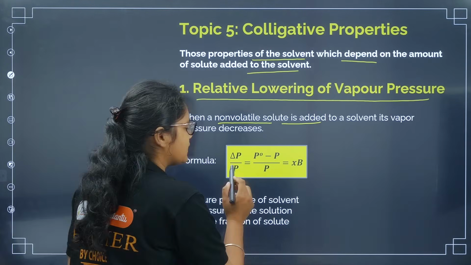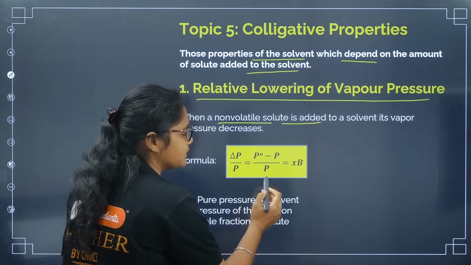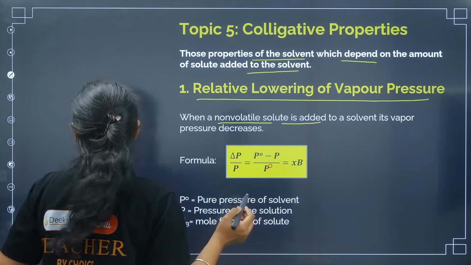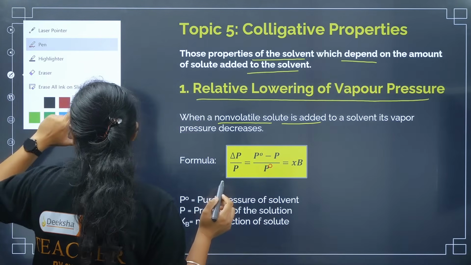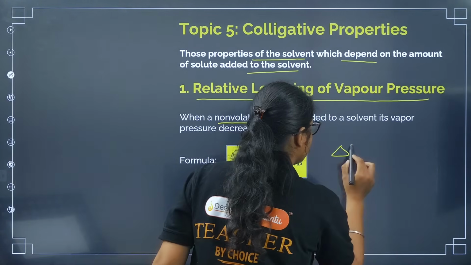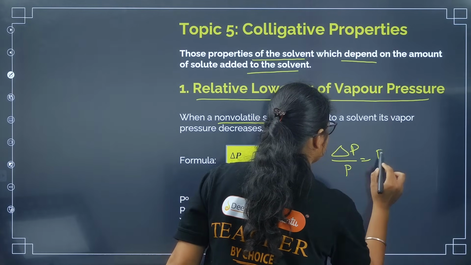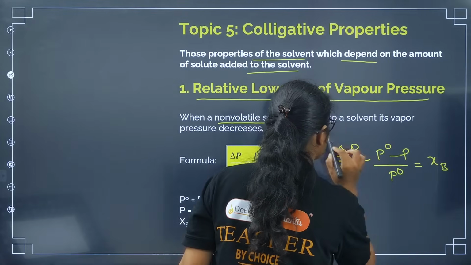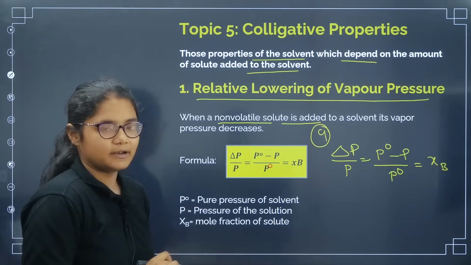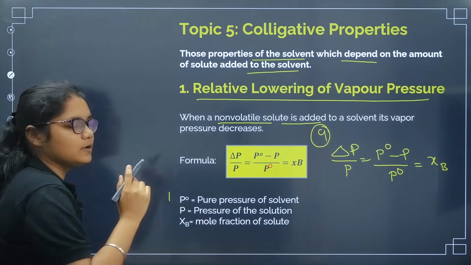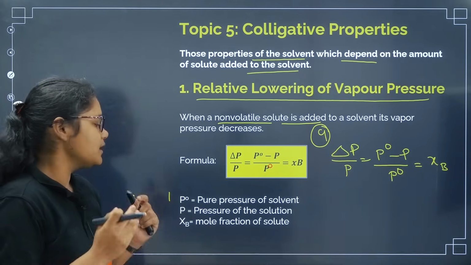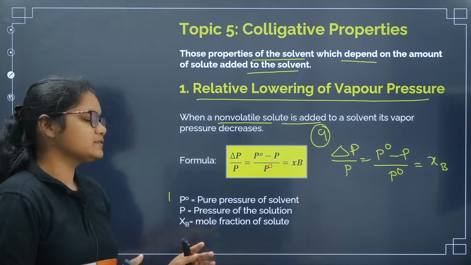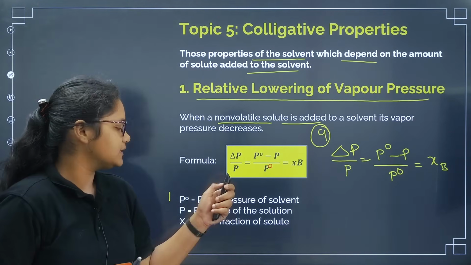So we have the formula delta P by P is equal to P naught minus P by P naught is equal to XB. Okay. So we can write the formula once again here. Delta P by P naught is equal to P naught minus P by P naught is equal to XB. I think this is the 9th formula. Formula number 9. So here what is P naught? Pressure of the pure solvent. What is P? Pressure of the solution, that is, after adding solute, what the pressure has become. And XB is the mole fraction. You can easily calculate this one.